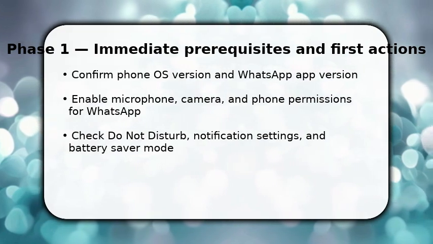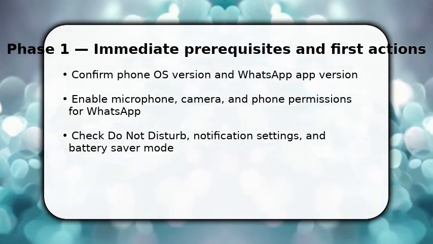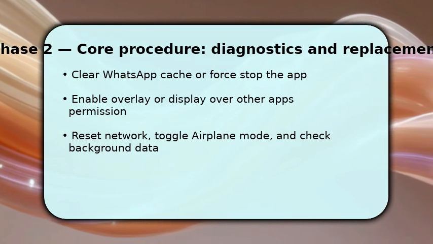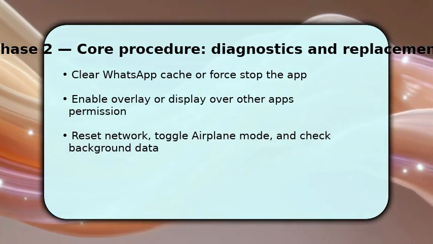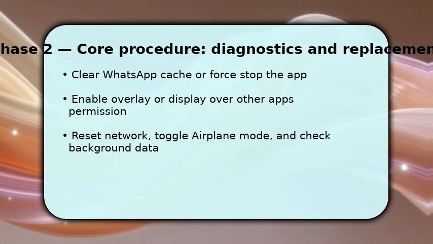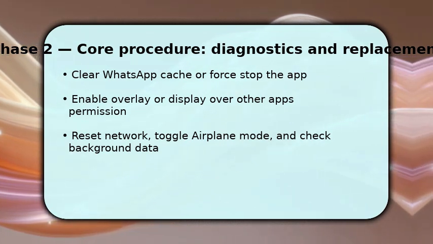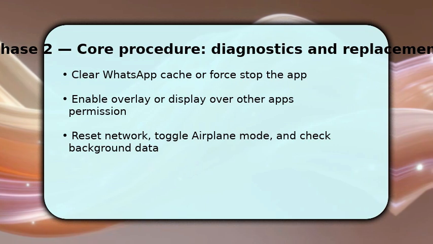Now you move to deeper troubleshooting. Clear WhatsApp cache or force stop it, then reopen. This removes corrupted temporary states. If calls still don't show, enable display over other apps or overlay permissions. WhatsApp needs that to present full-screen call UI.